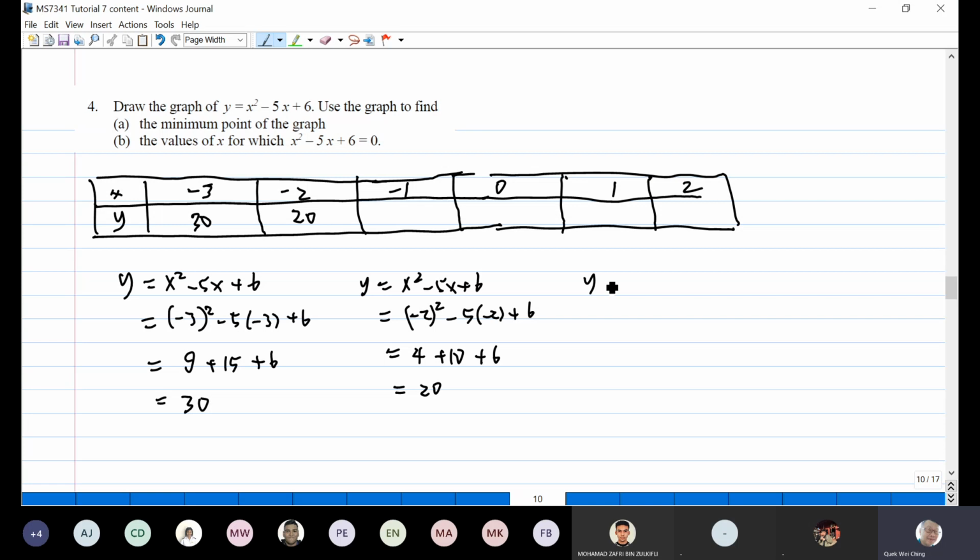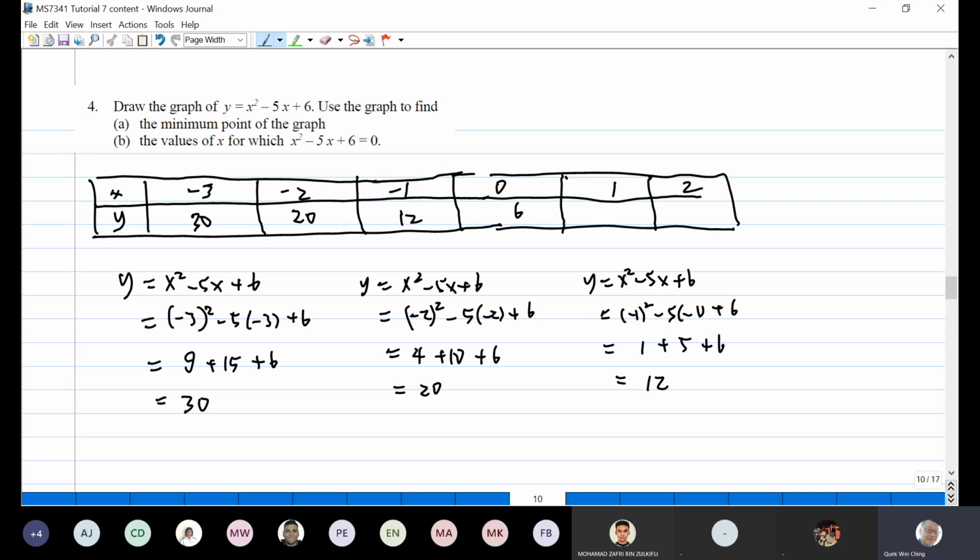Okay, so y equal to x squared minus 5x plus 6 here, and x equal to -1: -1 squared minus 5 times -1 plus 6 here. It's 1 plus 5 plus 6, which is equal to 12. Okay, when x equal to 0, you get 6. So I don't think this is very good here.